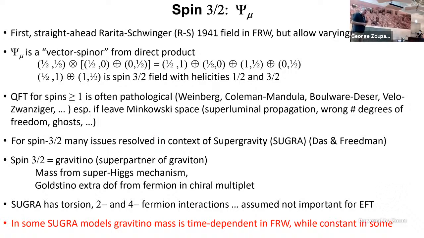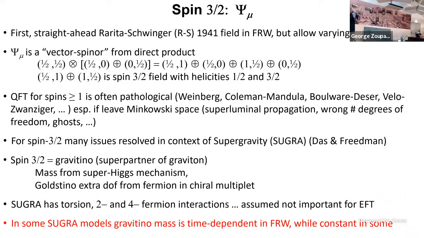So the first thing we want to do is address straight ahead Rarita-Schwinger fields. And I realize not everyone has played around with Rarita-Schwinger fields. Rarita and Schwinger wrote down the action in 1941, but of course not in FRW. The Rarita-Schwinger field is a vector spinor coming from direct products of a vector representation times the spinor representation. And part of these would be a spin three halves field with helicities plus one half and plus three halves.